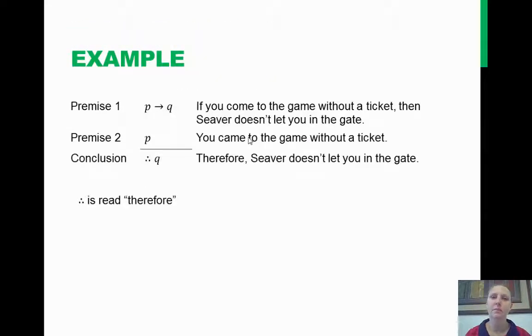Here's an example of an argument. The first premise is, if you come to the game without a ticket, then Seaver doesn't let you in the gate. If you notice, that's an if P then Q type of statement. Premise 2 is, you came to the game without a ticket. And then the conclusion was, therefore, Seaver doesn't let you in the gate. Notice that the three dots on the side there is read as therefore.